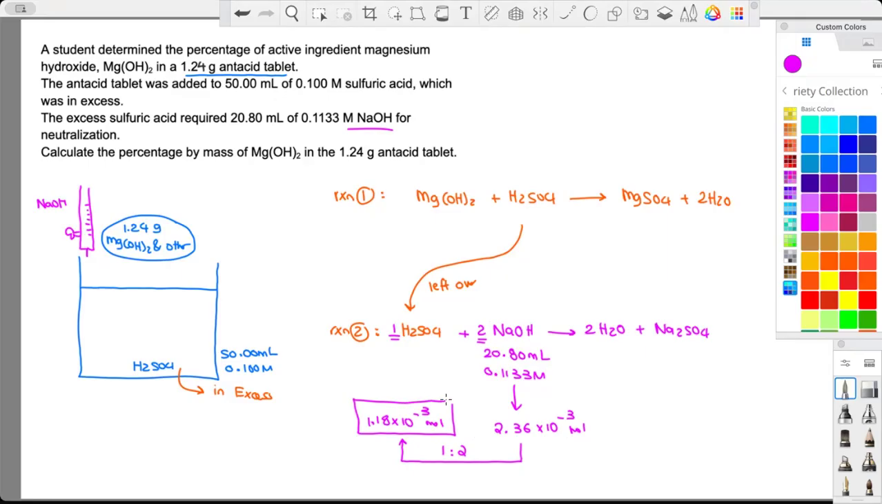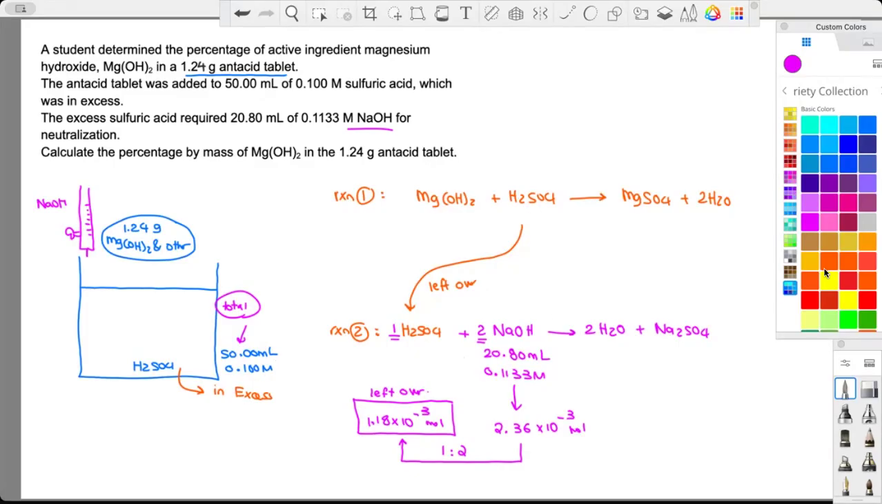However, keep in mind, this is not the total number of moles of H2SO4 we had. This is going to be the moles of H2SO4 left over after the first reaction was done. So essentially, by subtracting the total number of moles of H2SO4 we had in the original container minus whatever was left over, we can see how much H2SO4 was actually used in the first reaction. So I'm going to do that right now.